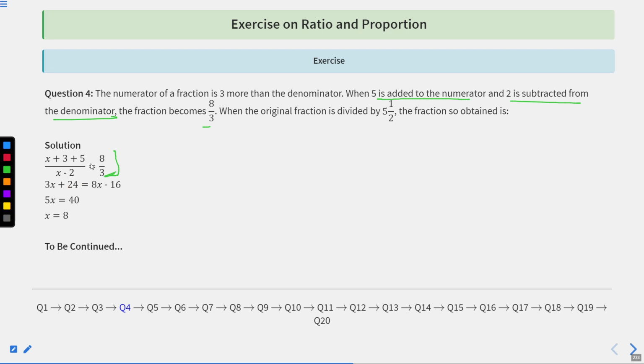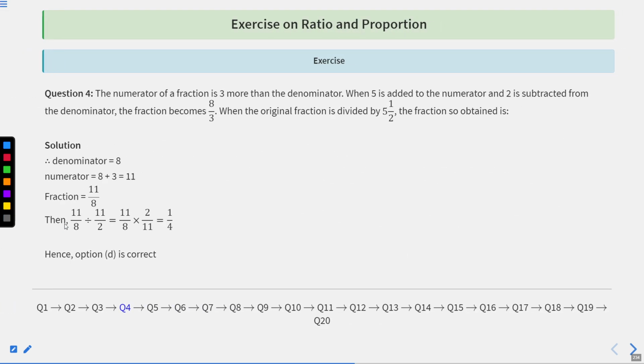So if you simplify this, just do the cross multiplication here. You will get 3x plus 24 equal to 8x minus 16. And if you simplify it more, you will get x equal to 8. Therefore, the denominator will be 8 and the numerator will be 8 plus 3, that is 11. So the fraction is equal to 11/8.